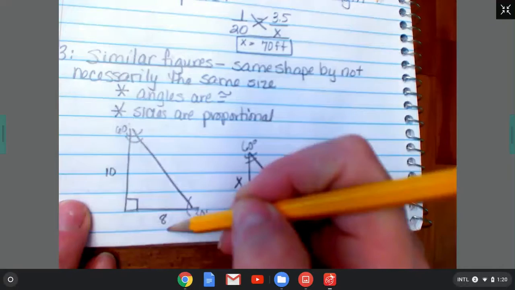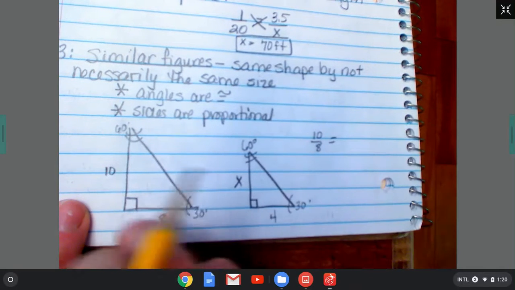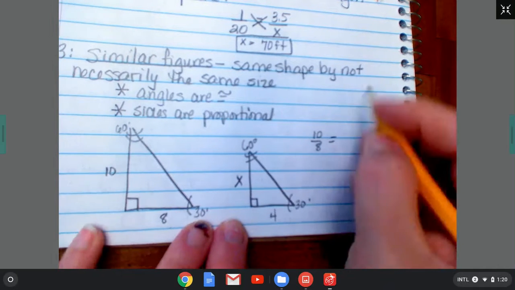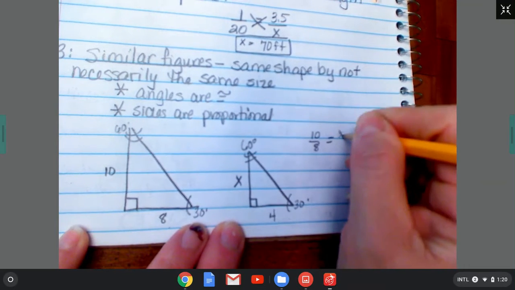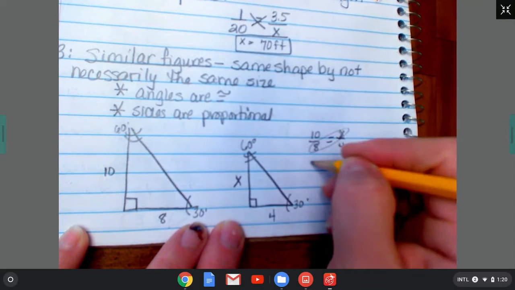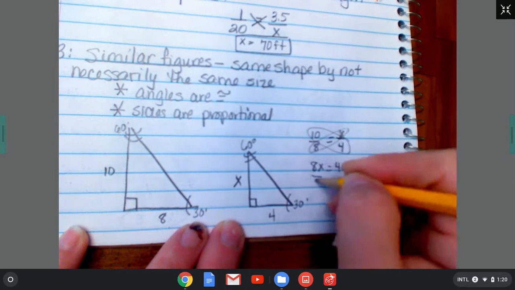So I'll do 10 over 8 for this triangle. That's the long and the shorter leg. Goes with the long and the shorter leg. X over 4. And then just cross multiply. So 8 times x, 4 times 10, divide by 8.